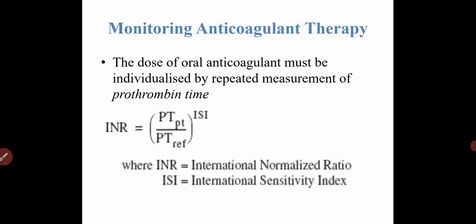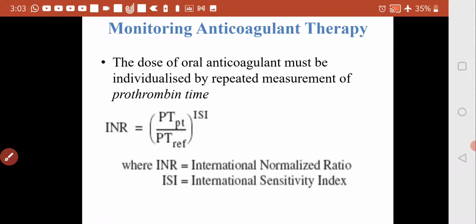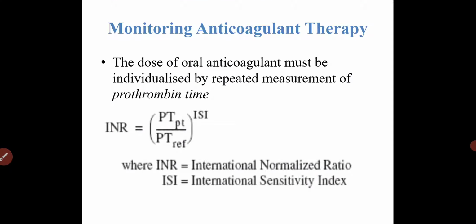How do we monitor this anticoagulant therapy? Factors 2, 7, 9 and 10 are more related to the extrinsic pathway, so we use the prothrombin time. Previously we learned about the prothrombin time and activated partial thromboplastin time. Here we monitor warfarin by the prothrombin time, which is the time required for clotting of citrated plasma after the addition of calcium and thromboplastin.